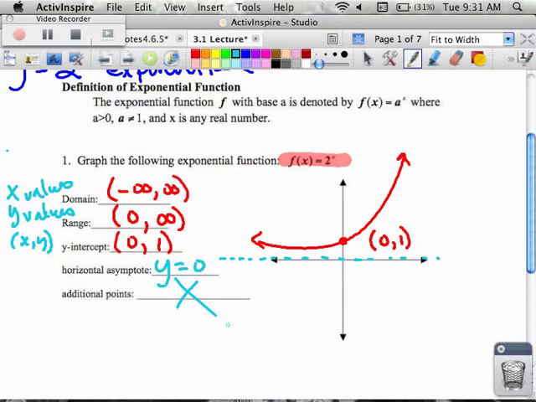The picture that you see here that has 2 to the x could work for 7 to the x, 12 to the x, anything like that. So in general, these exponential graphs look like this. Doesn't matter what the base is for the most part. There are some exceptions, but as a general rule, this is what the graphs look like. Questions?